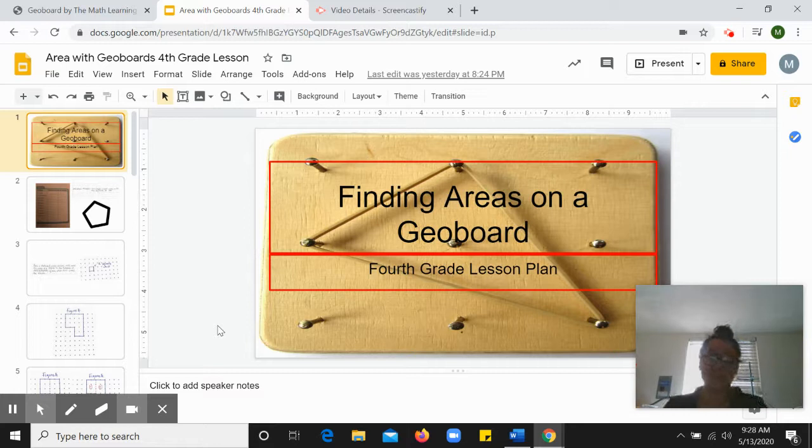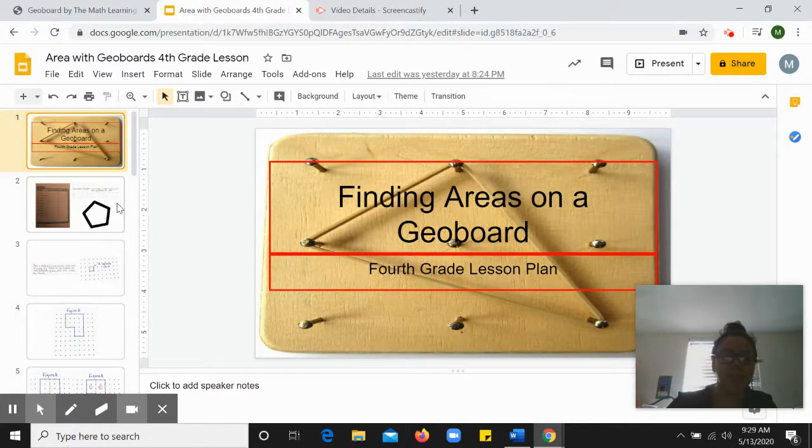My presentation today is based on Chapter 14, Section 14.2, Areas on a Geoboard. The lesson today is directed towards a fourth grade classroom, and the objective of the lesson is that by the end of the lesson, students will be able to find the areas of rectangular shaped polygons using geoboards, the addition method, as well as the rectangle method.